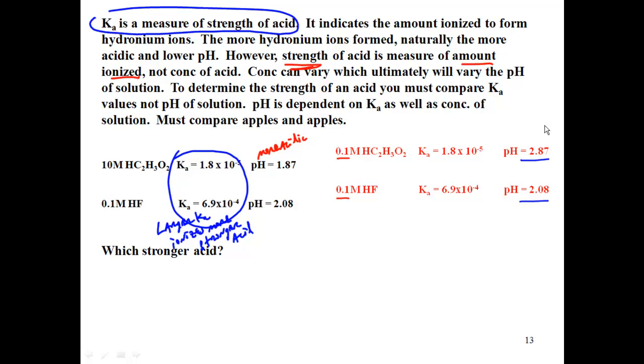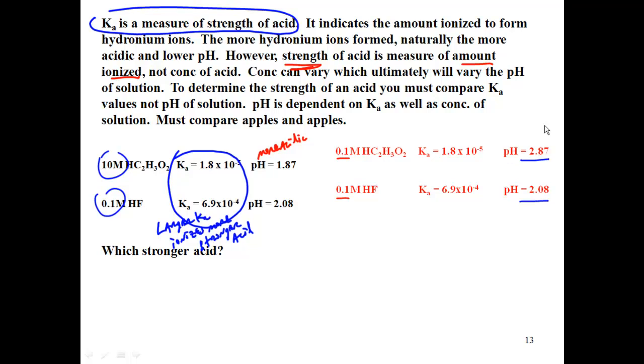Now we're talking about the same concentration, so whichever ionizes the most will form more hydroniums, and therefore have a lower pH. In the previous example, I had 10 molarity versus 0.1 molarity, so I was 100 times more concentrated on the acetic acid than I was on the HF. And the pH is just a little bit more acidic.